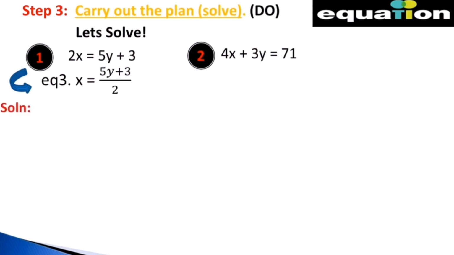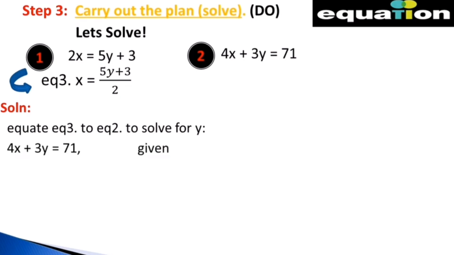It is not logical to equate equation 3 to equation 1, but rather we're going to equate equation 3 to equation 2 so we can solve the value of y. So we're going to bring down equation 2 as part of the given. Then let us substitute the value of x in equation 3 for x in the given, so by substitution.